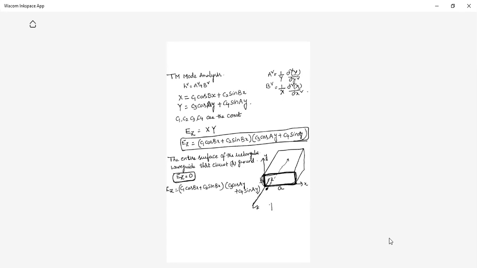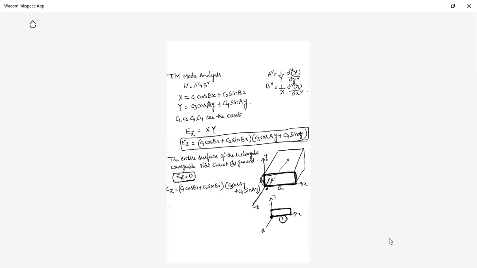See, I'll take one more figure. This is a rectangular face. It has 4 faces. This is X, this is Y, this is Z. So let us consider this boundary. First I am considering this boundary. This is called boundary 1. What is boundary 1? Y becomes 0, but X extends from 0 to A. Yes or no?